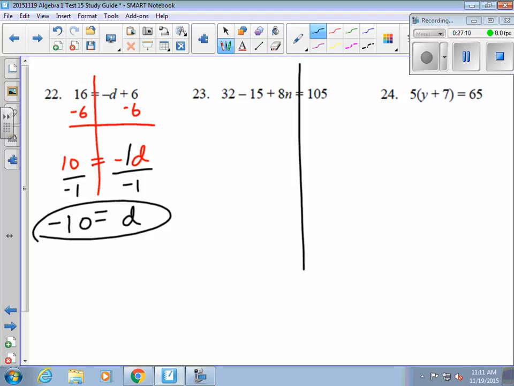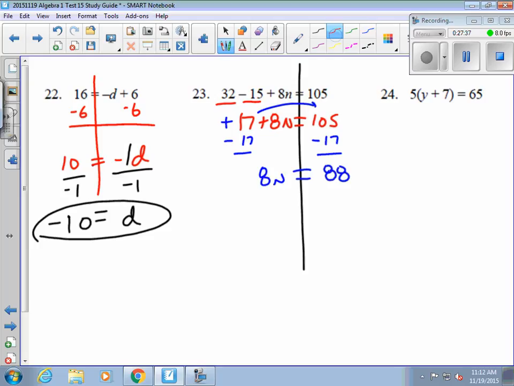Combine your like terms before you try to undo anything. 32 and negative 15. 30 minus 15 is 15, so 32 minus 15 must be 17 plus 8n. It's equal to 105. Bring 17 over to the other side. It's positive 17, so subtract it. When you do it to the left, do likewise to the right. 15 minus 7 is 8. 9 minus 1 is 8. So you have 88 on the right is equal to 8n on the left. Get n by itself by undoing 8 times n and dividing by 8. Do it to the left, do it to the right. 88 divided by 8 is 11.